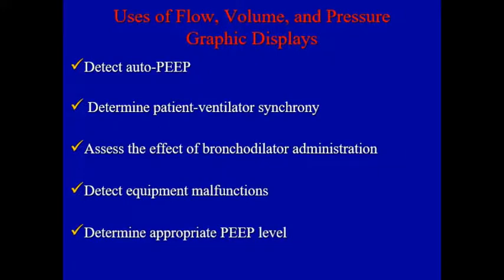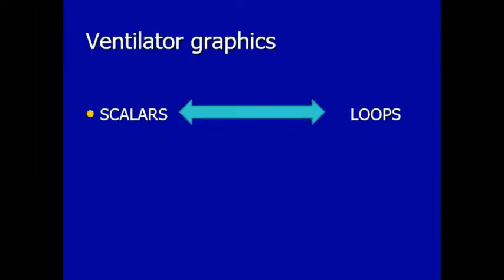and also determine the appropriate PEEP level, because in order to prevent the collapse of the alveoli we need to know what the appropriate PEEP level is. For example, in a patient with ARDS we need to set a certain amount of PEEP, because whenever the PEEP is kept at a lower level, airway collapse occurs. So in order to prevent that, these ventilator graphics will be very useful, and also to detect any leak in the circuit. So the ventilator graphics we have broadly as scalars and loops.